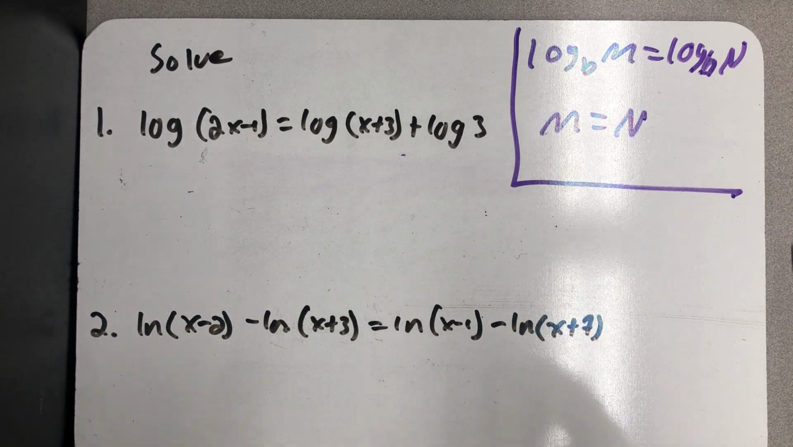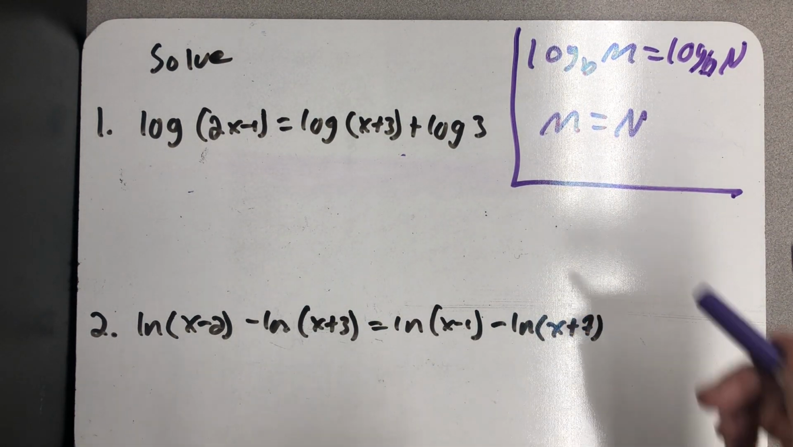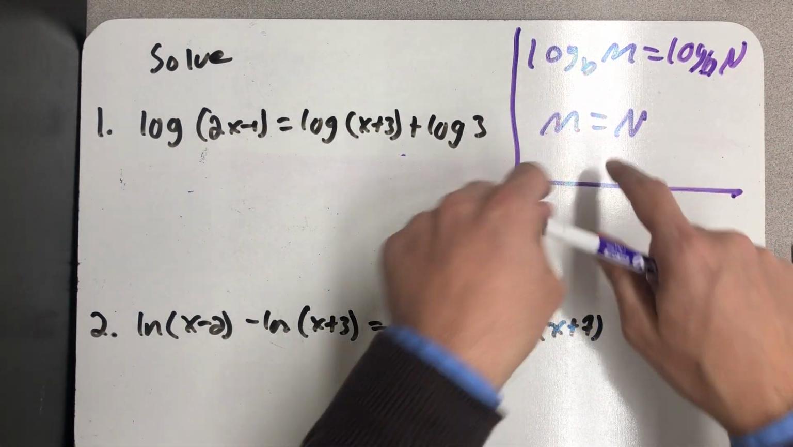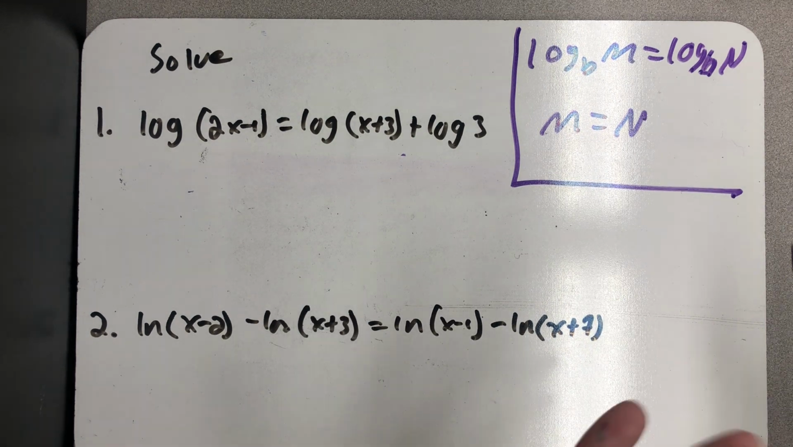Please do not ever say you're canceling out the logarithms, because that's not what we're doing. You can't divide both sides by a logarithm without something on the inside. They're functions, so we're not crossing those out. We're saying, hey, if these two logs are equal, then their insides have to be equal. We're setting m equal to n.